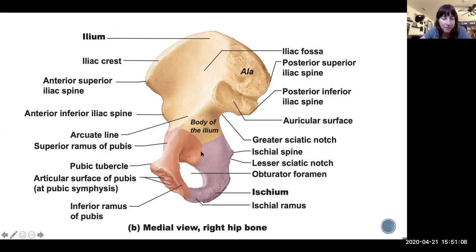All right, what have I not gotten to? Don't worry about this. I don't believe this is something that we need to know. Auricular surface. Inferior ramus, articular surface of the pubic symphysis. That you will want to know, the articular surface of the pubic symphysis.